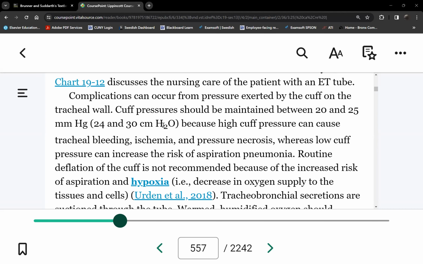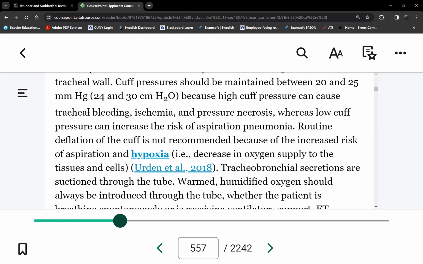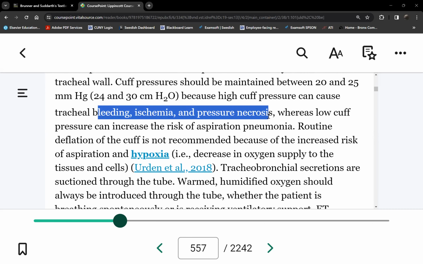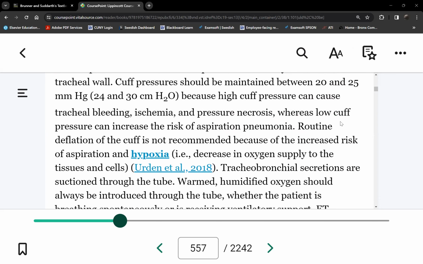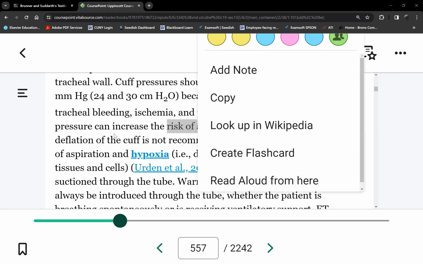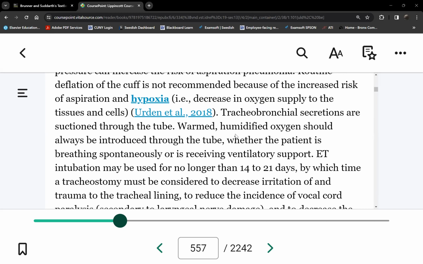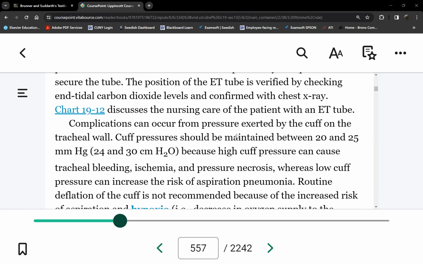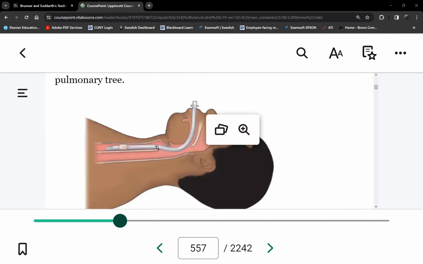What will happen if it's too high? Tracheal ischemia. Okay, all right. So it'll cause tracheal bleeding, ischemia, or necrosis. Okay, and then low pressure will cause aspiration. Okay. Now, please take note that will secretions continue to be produced as long as that tube is in there? Yes. Just like when you put a pen, a pencil, or a lollipop in your mouth, what will happen?